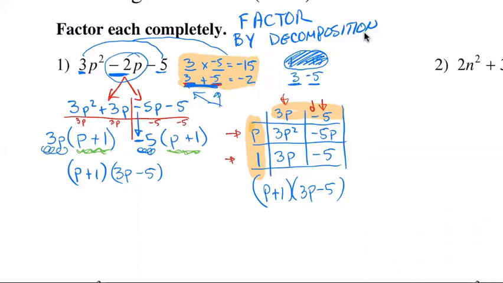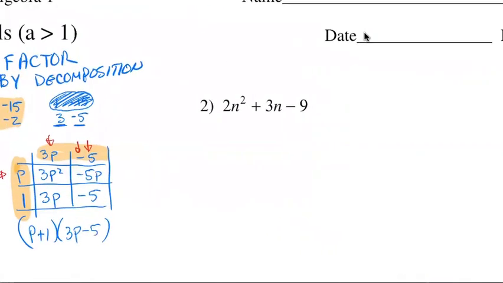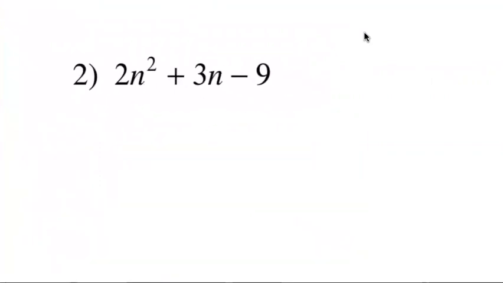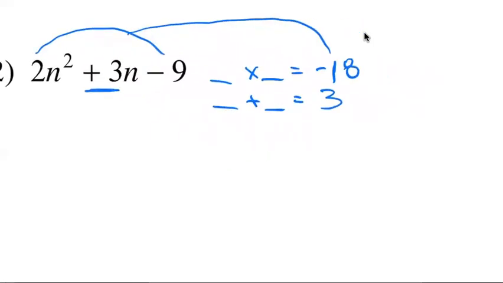I'll do one more example doing both methods, and then I will leave you be to try on your own. Okay. Number 2: 2n squared plus 3n minus 9. First step, I'm looking for two numbers that multiply together to give 2 times minus 9, minus 18. Those same two numbers add together to give 3. What are my options for 18? 1 and 18, 2 and 9, 3 and 6.